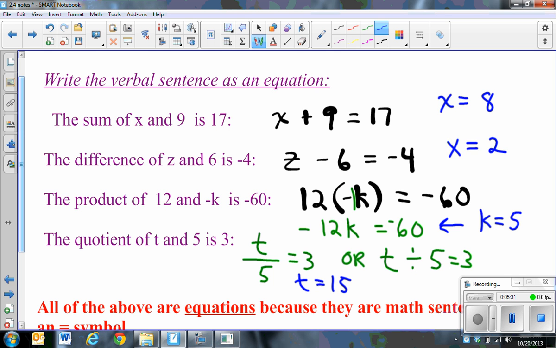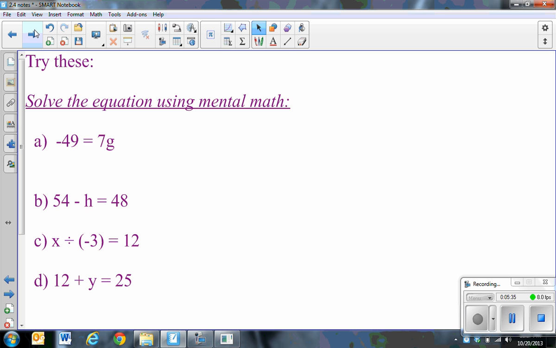So, how about you try some? Stop the video, try these examples, and when you've got them all, turn the video back on to see if you're right.